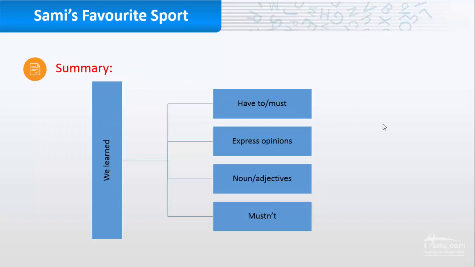So for today we learned about have to and must, express opinions, noun and adjectives, and must not.